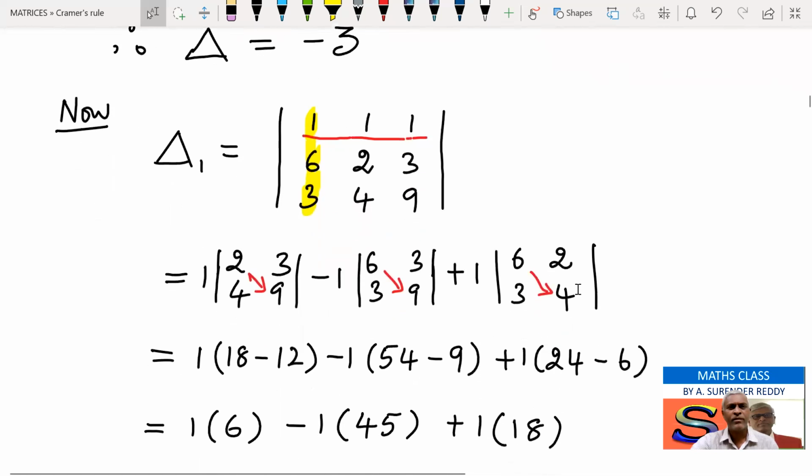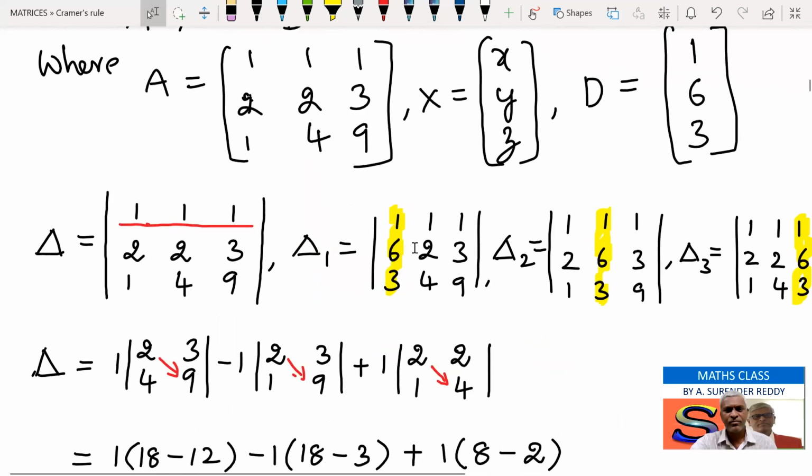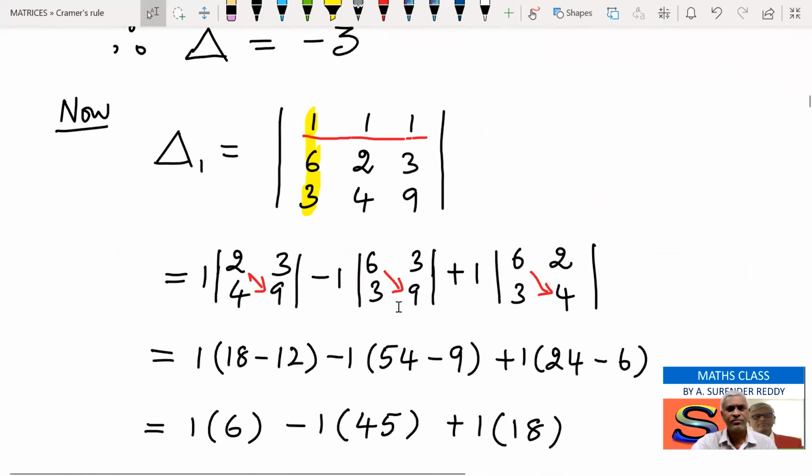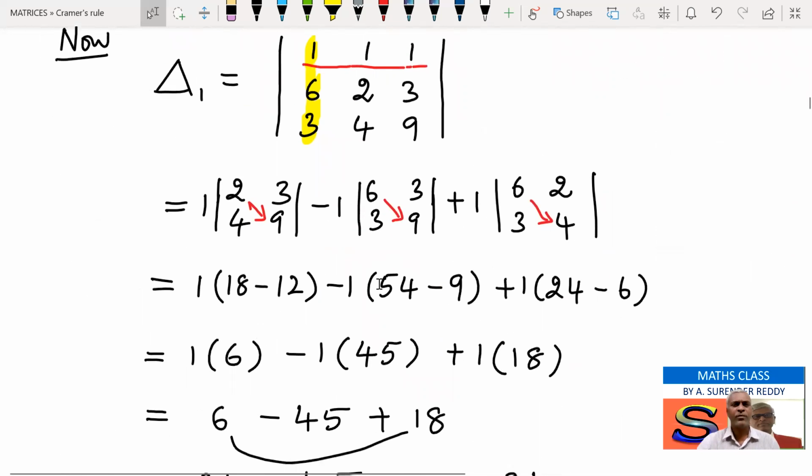Then consider delta 1 and find the determinant of delta 1. So this is the matrix delta 1, from above, that is replacing the first column in A, the coefficient matrix, with the D column 1 6 3, you get delta 1. And finding the determinant with the same procedure, we are finding the determinant along the first row.